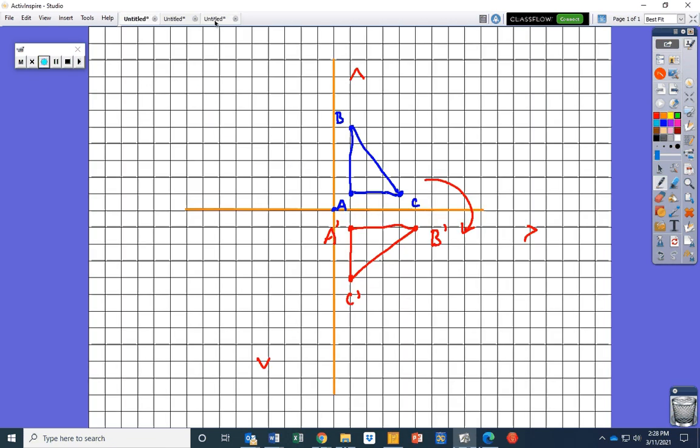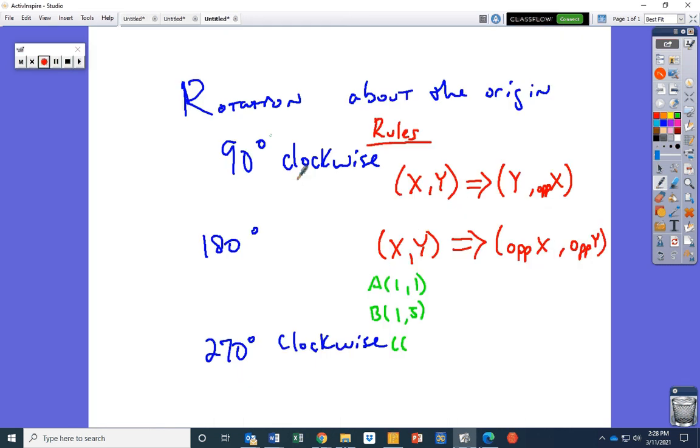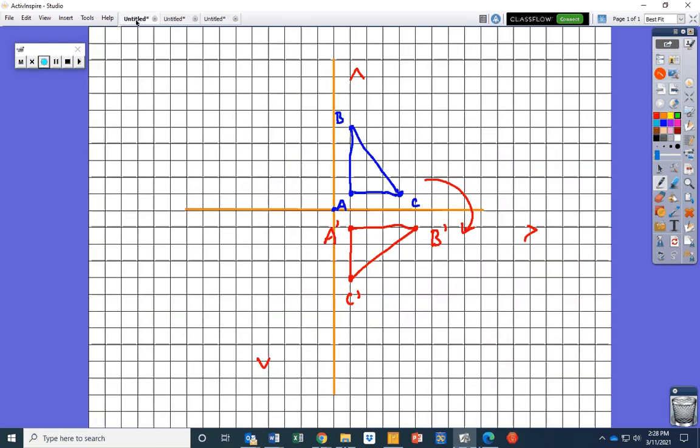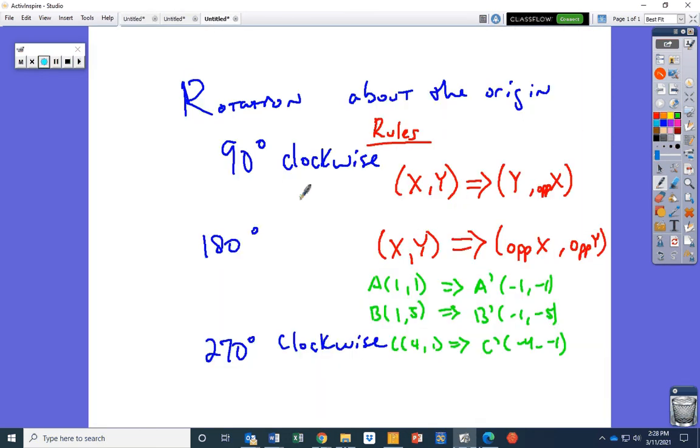Okay. So 180 is actually the easiest one, because all of these are just opposites. So -1, -1. A prime would be what? -1, -1. B prime would be -1, -5, and C prime would be -4, -1. Okay, so let's go back and graph these and see if we did this right. The red was 90 degrees clockwise. The green is going to be 180 degrees counterclockwise or clockwise.